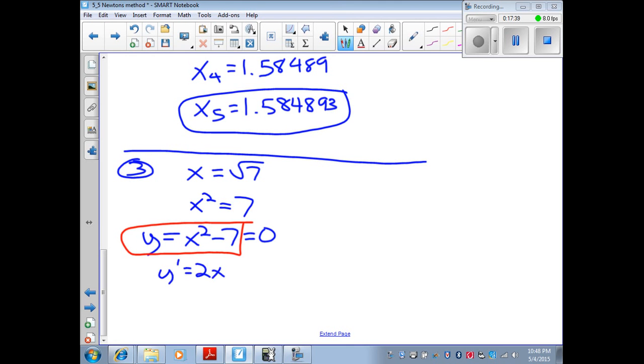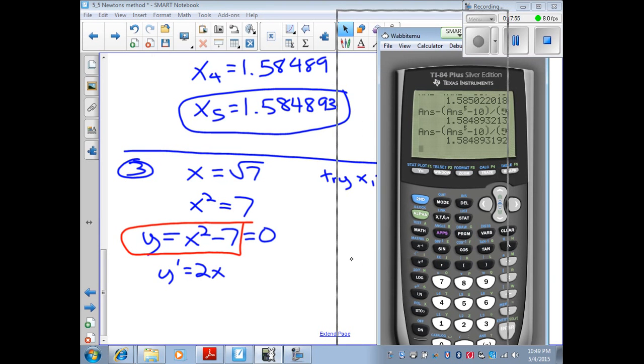And let's estimate. Let's see, square root of 4 would be 2. I don't know. Maybe try x1 halfway between 2 and 3. Maybe a little closer to 3. I'm going to try 2.6. Okay, that's my guess for the square root of 7.